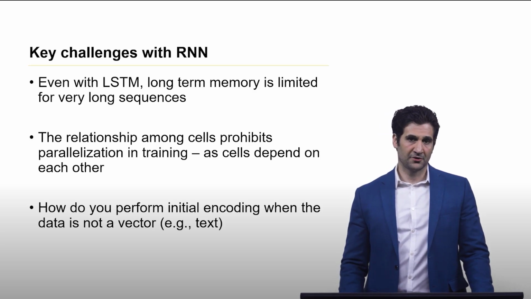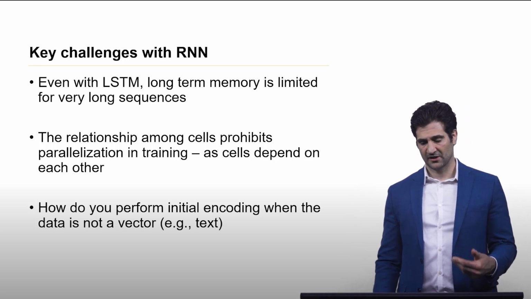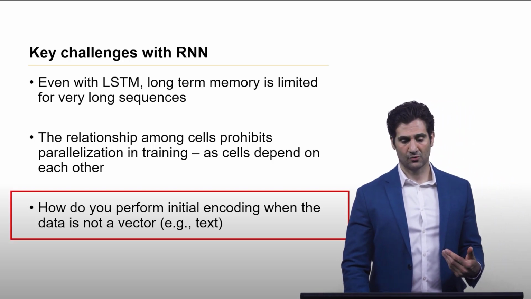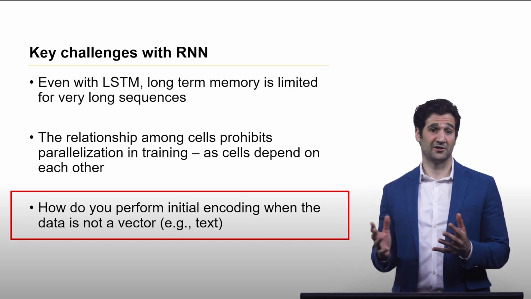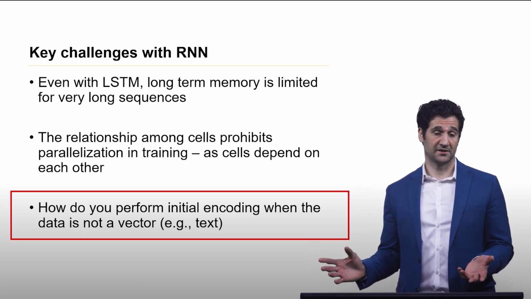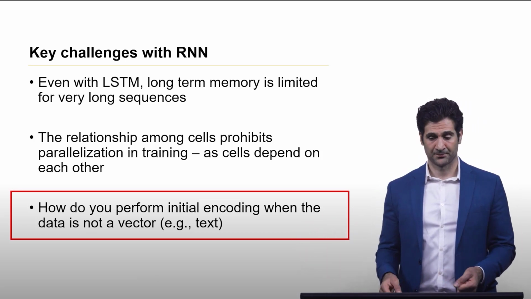In an earlier lecture, we talked about some key challenges with RNNs, and right now, we're going to focus on the third of those, which is how do you perform an initial encoding when the data is not a vector, because text is not a vector.